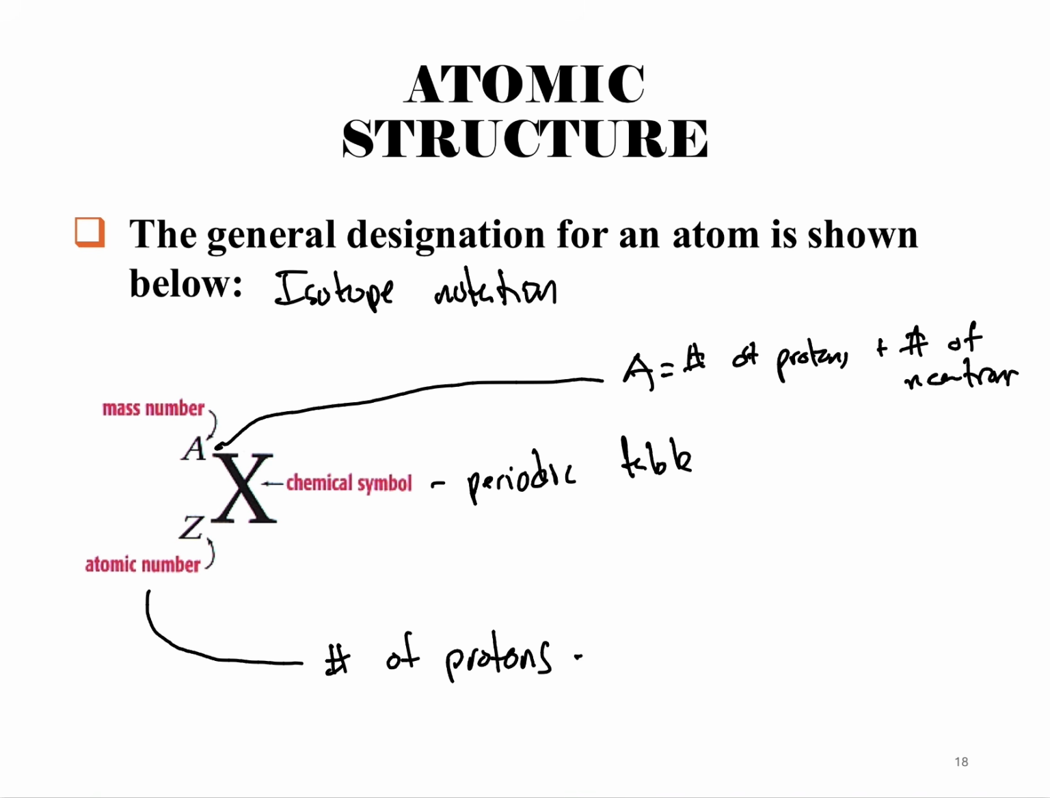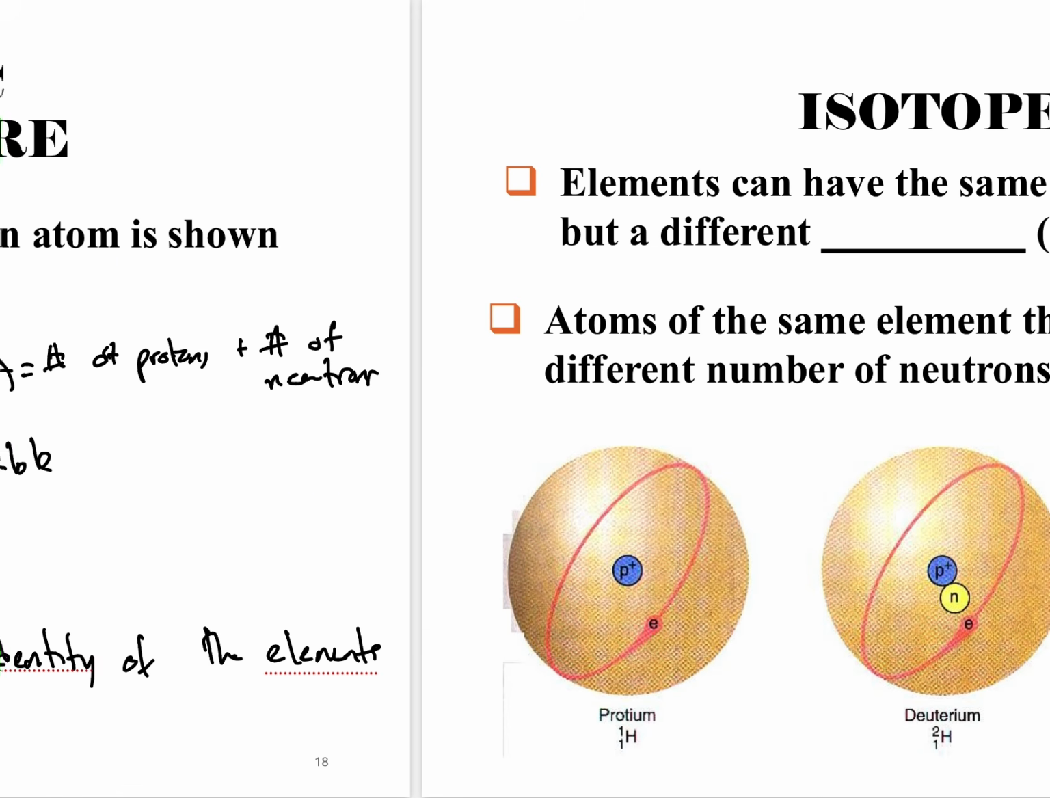The number of protons gives us the identity of the element, and the structure of the electrons is what's going to give us the personality, the reactivity of the element. This is how we write an element in isotope notation. We're going to talk about what that means in a second.